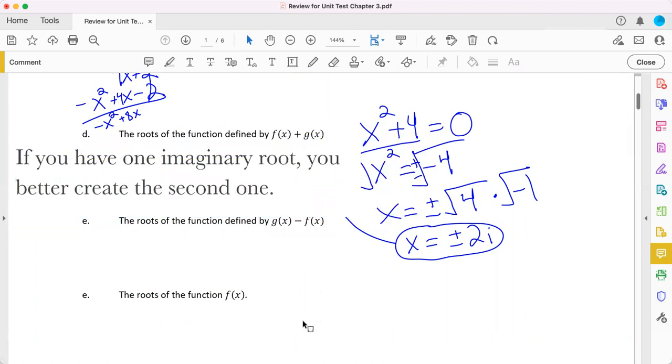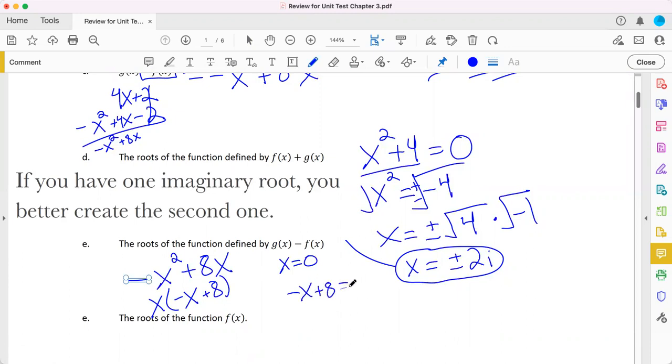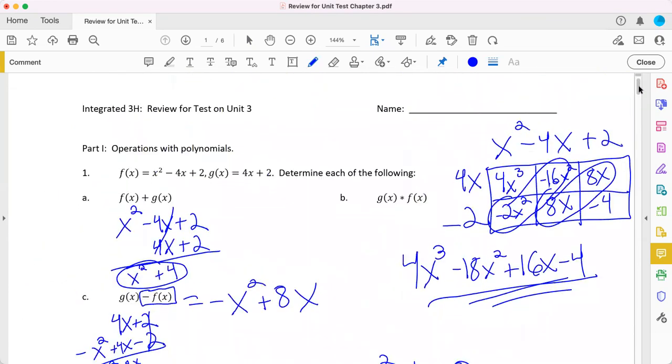Okay. g of x minus f of x, what was that? Negative 8x squared plus 8x. What do they have in common? Hopefully you're saying x. And then you can keep on keeping on with this. You can set these equal to 0. So x will equal 0. If you solve negative 8x plus 8 equals 0, you get negative x equals negative 8. So x equals 8. So your two roots, here's one, here's a second. And the roots of the function f of x, x squared minus 4x plus 2, okay.